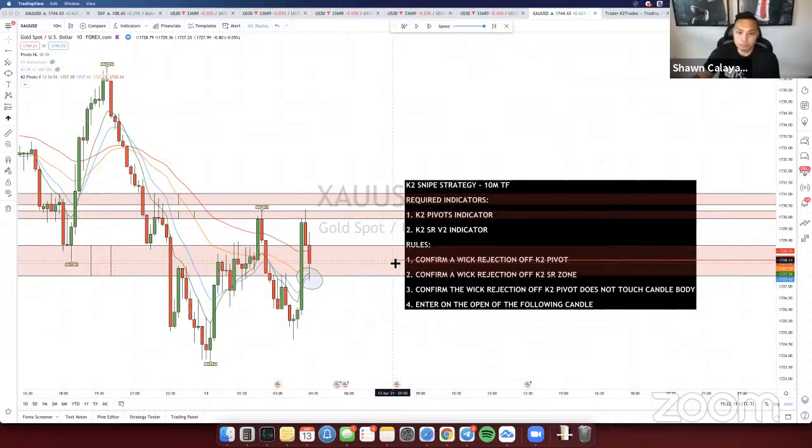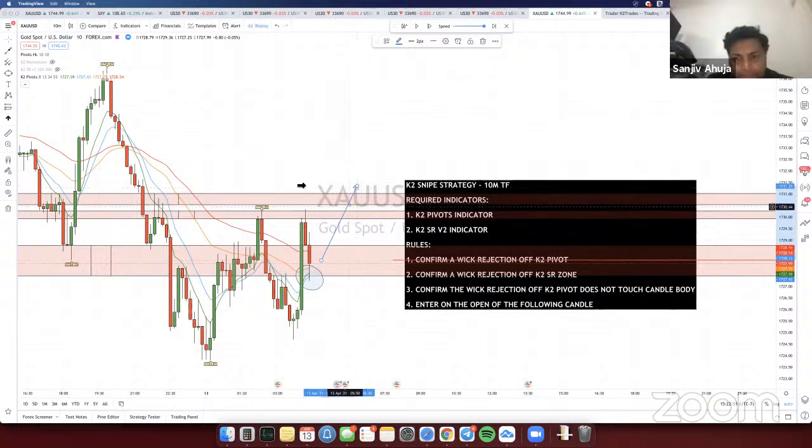For requirement number 2, you want to confirm a wick rejection off the K2sr zone. So this zone right here, all we need is the wick to be pushing off it. Like right here, this is going to indicate a rejection off this zone. And then right here, you're going to see that there's a rejection off this zone. So this is an example of it pushing below, and this is going to be pushing above. Basically, that's going to be your indicator to determine which direction to trade. Because if you see price pushing away from this area down here, obviously you're going to be looking for a buy, right? Because you see price going upward from here.